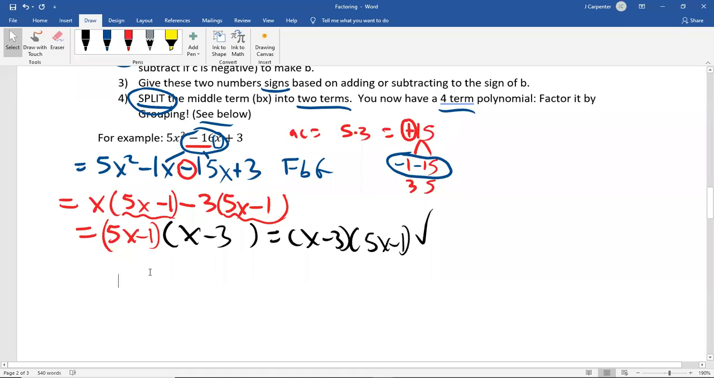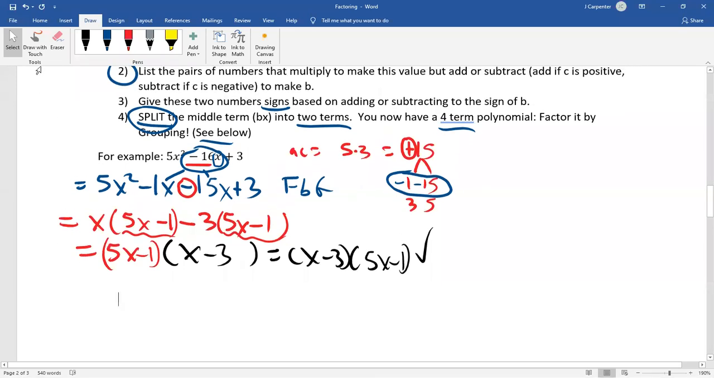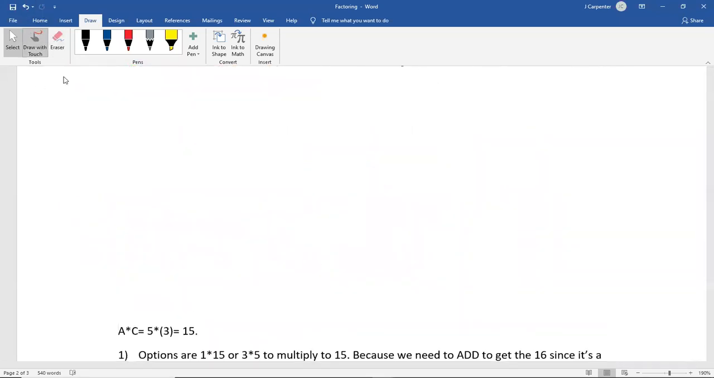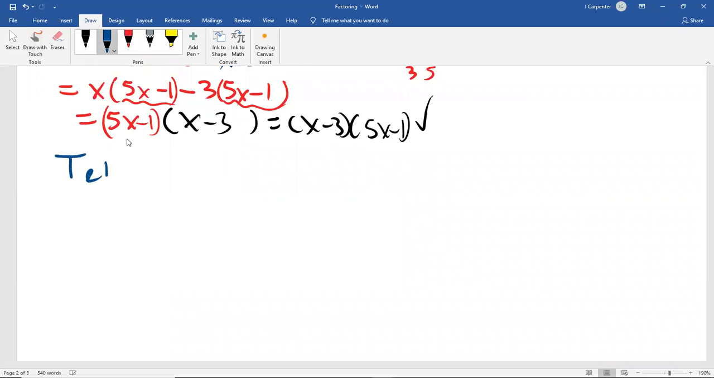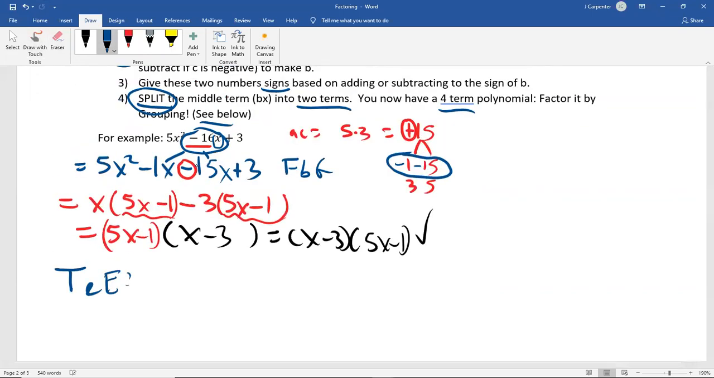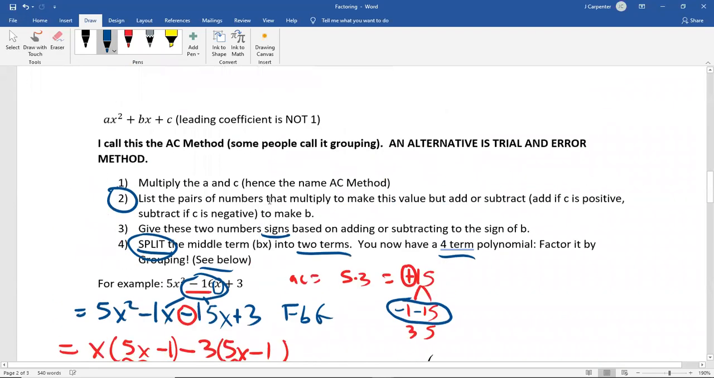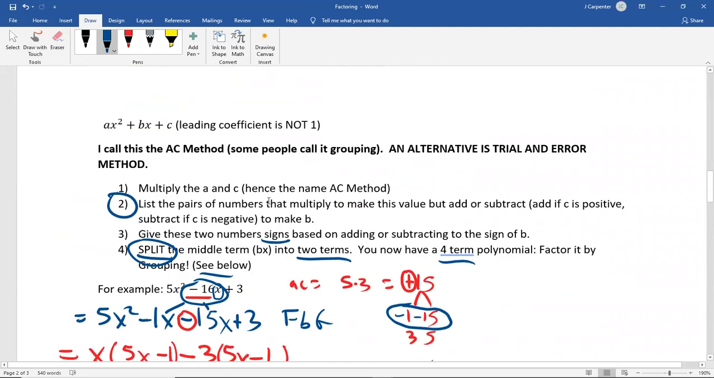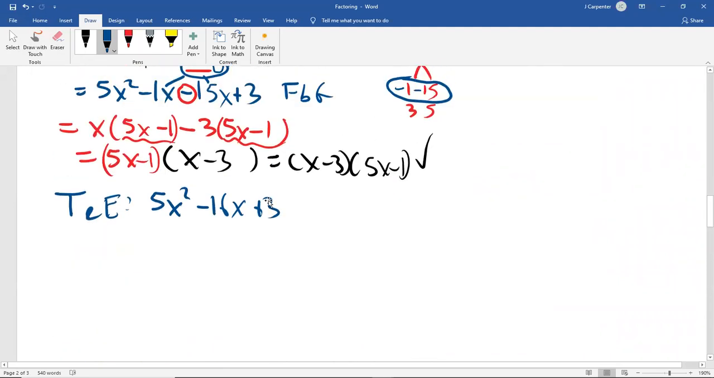So trial and error, T and E for trial and error. And this was for 5x squared minus 16x plus 3. So trial and error looks a little different. You're still going to be splitting up numbers into pairs of multiples, but you do it for the A and the C instead.